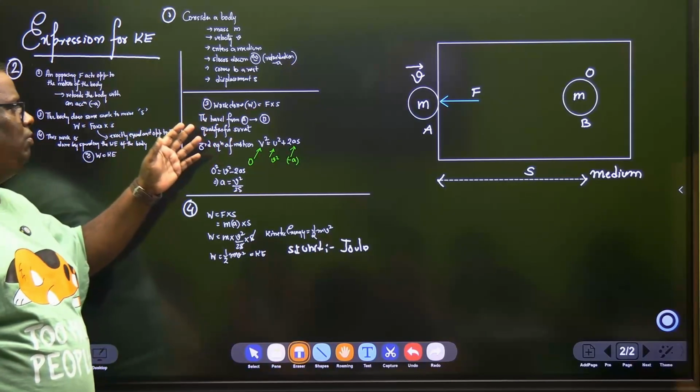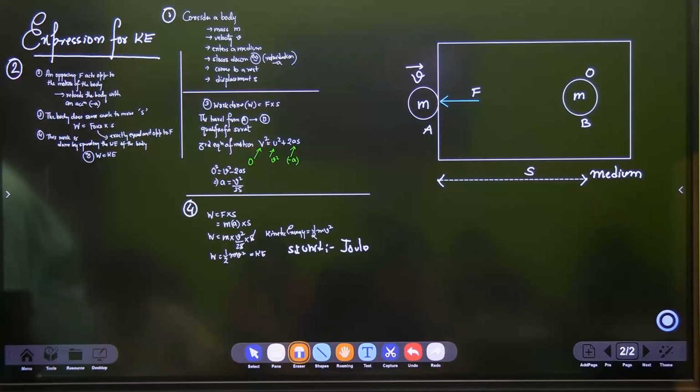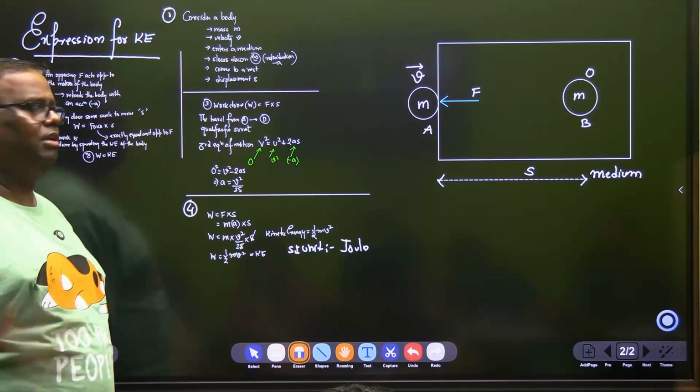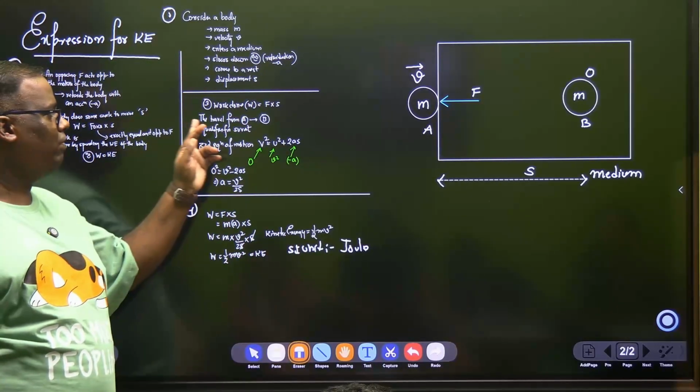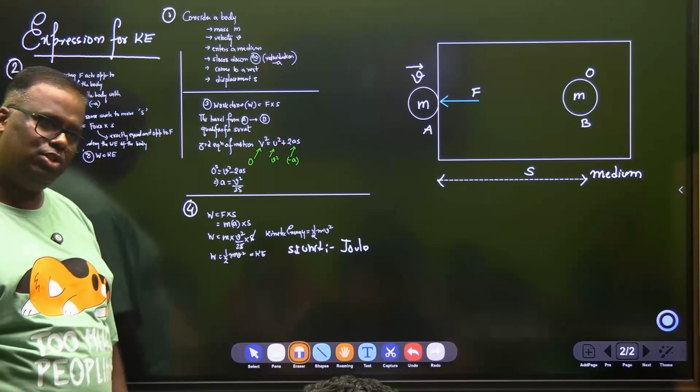3 is we now need to do our calculation. Work is equal to F into S. Right? Work is F into S. Then you stop there. Then you see that the travel from A to B qualifies for SUVAT. You know what is SUVAT?